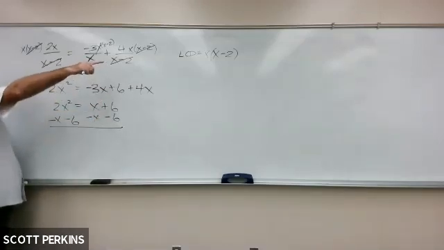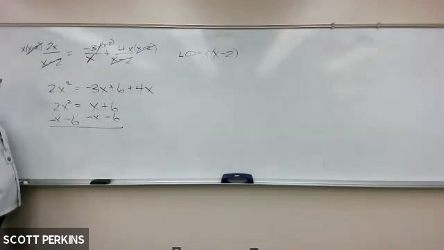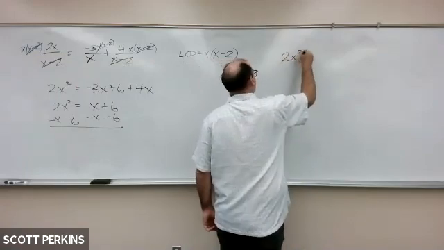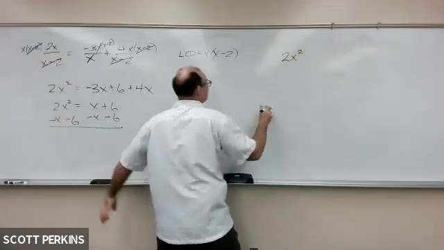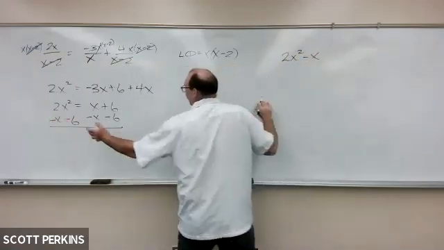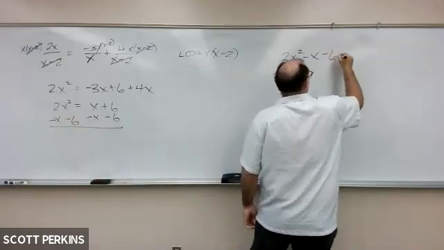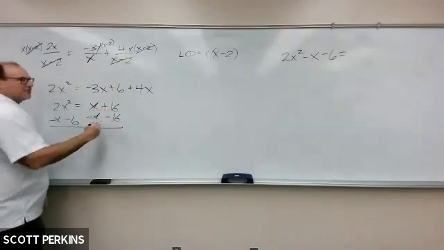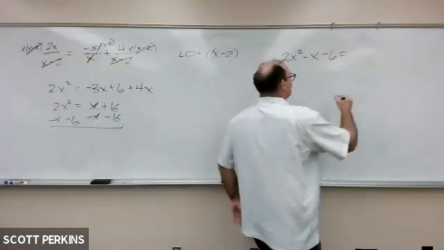I'm going to bring the equation up to the top because I'm going to need some room. So I've got 2x squared. Then I've got minus x. Then minus 6. And since I took everything away from the right side of the equation, I'm left with 0 on the right side of the equation.